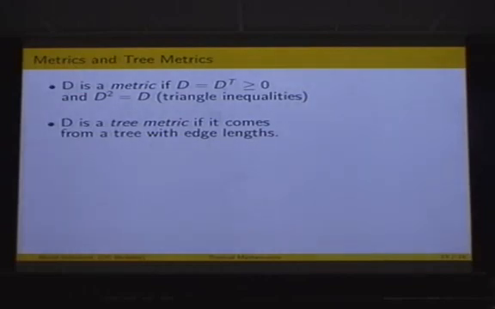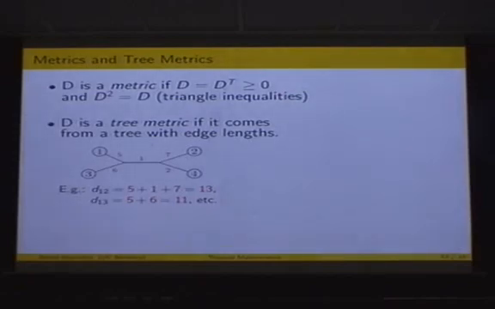So let's see some examples. So here's an example of a tree metric for n equals 4. Here we have 4 leaves, 1, 2, 3, and 4. These are the leaves of this tree. There are 5 edges, and they have some length. So this edge has length 5, length 6, length 1, length 7, length 2. So my picture is not to scale.